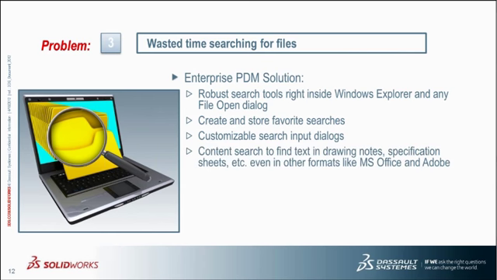Next, since all search input may not be included in the file name or custom properties, content search will find text in drawing notes, specification sheets, etc., even if it's in other file formats like MS Office or PDFs. Say you're looking to find all the documents that reference a specific finish or paint spec number, which is commonly included in the drawing notes and not in the file custom properties. Content search would locate the documents that contain the spec number, and so if there's an update, you would know what documents would need to change.